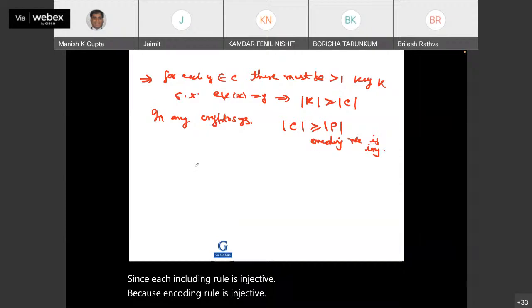Right? So these are some relationships. So now I can state the main result, the factorization.